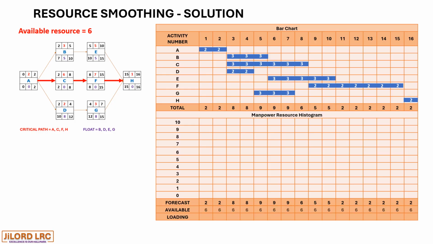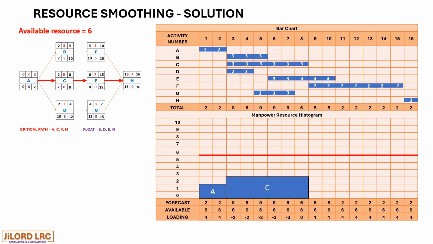So the available resource is 6, and with the line at 6, let's see how to draw the histogram. So activity A will be indicated as a complete unit covering day 1 and 2. Mostly it's advisable to draw the activities on the critical path first because they will not be moved. So activities C, F, and H would have to be drawn first.